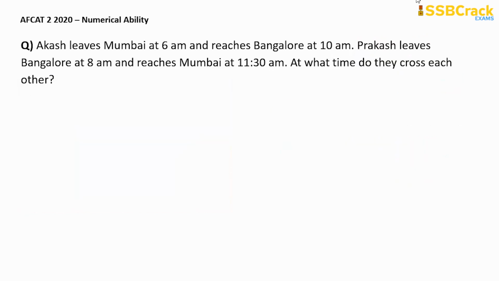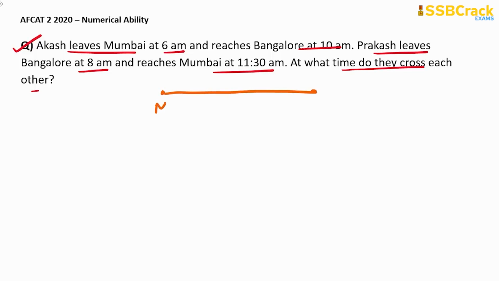Okay. So this is question 1 and it states that Akash leaves Mumbai at 6 am and reaches Bangalore at 10 am. Similarly, Prakash leaves Bangalore at 8 am and reaches Mumbai at 11:30 am. So at what time do they cross each other, right? So they are traveling from Mumbai to Bangalore and from Bangalore to Mumbai, right?